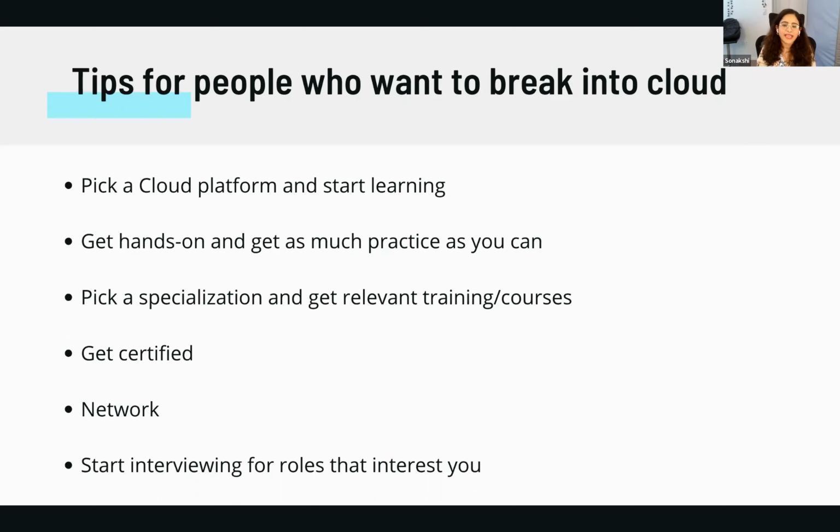Other than that, my advice would be to network with individuals in the cloud domain. Join groups like Women Who Code Cloud and others out there. Attend workshops like this one. Join cloud focused study groups and connect with people who can refer you and help you find your dream job in cloud.